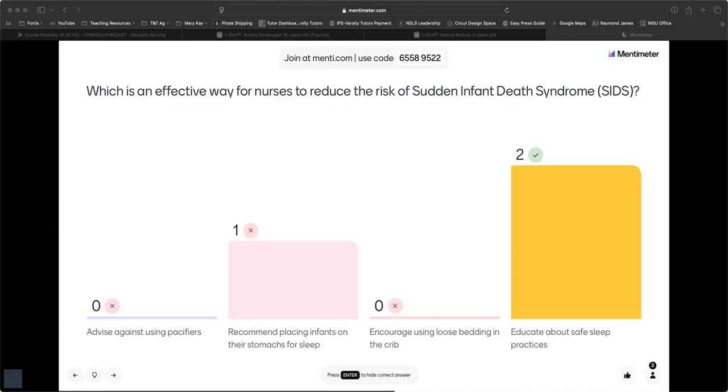We want to make sure they don't have anything loose in that bed that they could roll over and obstruct their airway, maybe not be able to get away from. We don't want blankets to be covering their faces. Pacifiers actually can help prevent SIDS. So that is something that we should encourage. We know our infants need to work on those oral skills.